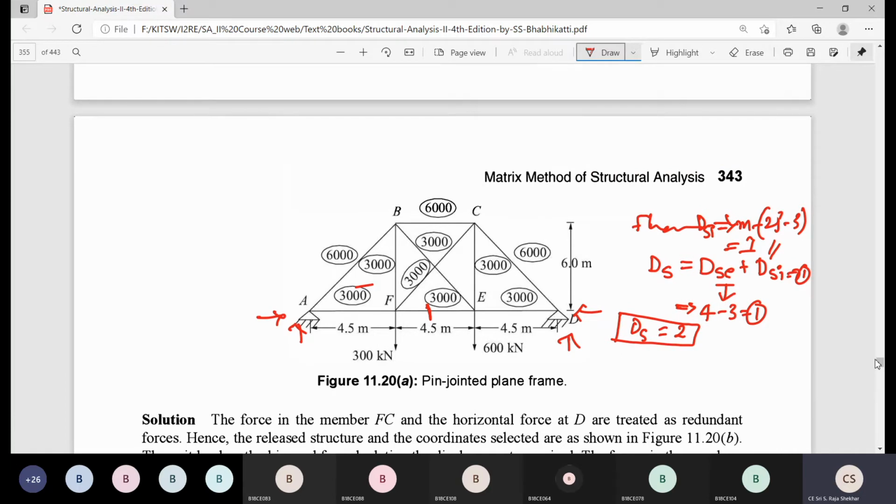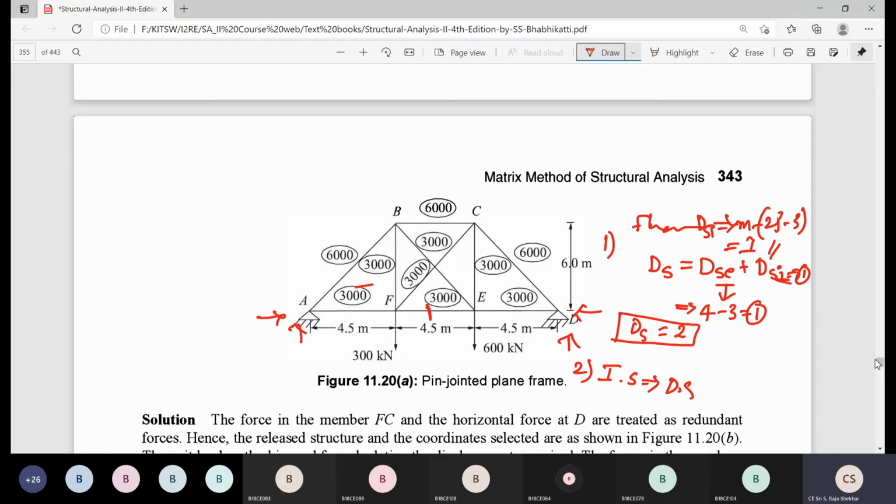We need to release. In the first step we did the static indeterminacy. Then what should we do? We need to convert the indeterminate structure into a determinate structure. How to convert the indeterminate structure into a determinate structure? According to what we calculated here, one is external indeterminacy and one is internal indeterminacy.